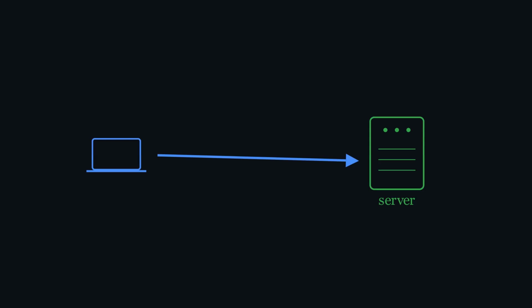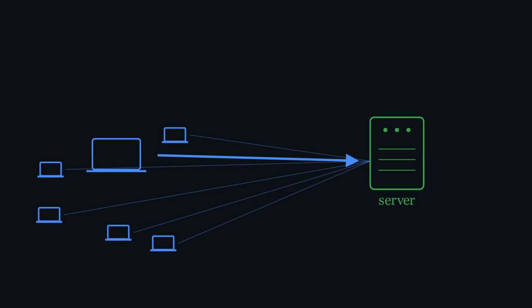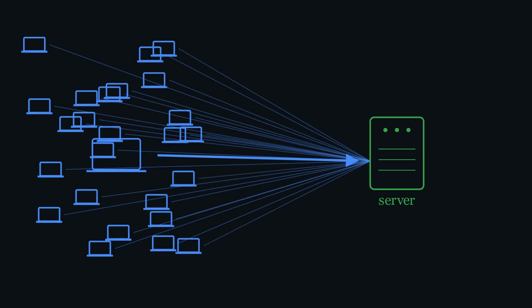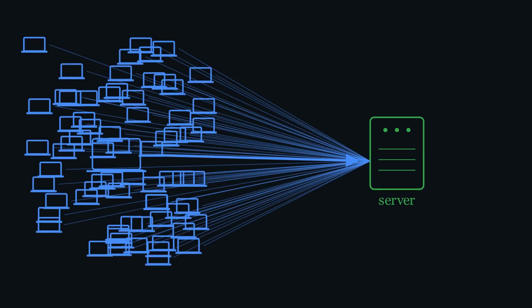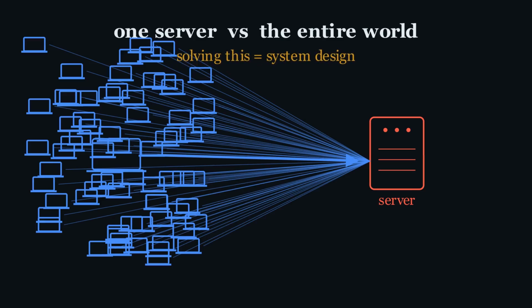Now, I told you a slightly too pretty version of this story. I showed you one person and one server, but you are not the only visitor Google has. Shocking, I know. Google has billions of visitors, and here's the question that launches everything that comes next in this series. What happens when it's not just you asking that server, but 100,000 people at the same time, same second? That poor machine is about to have a very bad day, and solving this problem, one server versus the entire world, is what system design actually is.